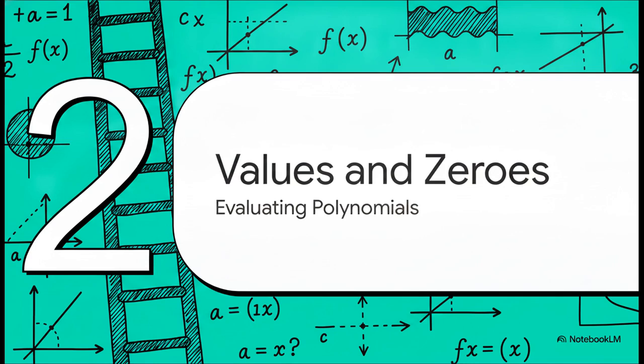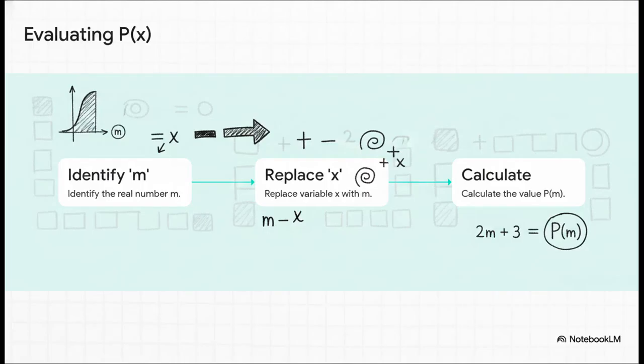Moving right along to Section 2, Values and Zeros of a Polynomial. Finding the value of a polynomial is honestly elegantly simple. It's basically just a plug-and-play operation. You take a real number, let's just call it m, you replace every single instance of the variable x with that number, and then you just do the basic arithmetic. The result you get is denoted as p of m.